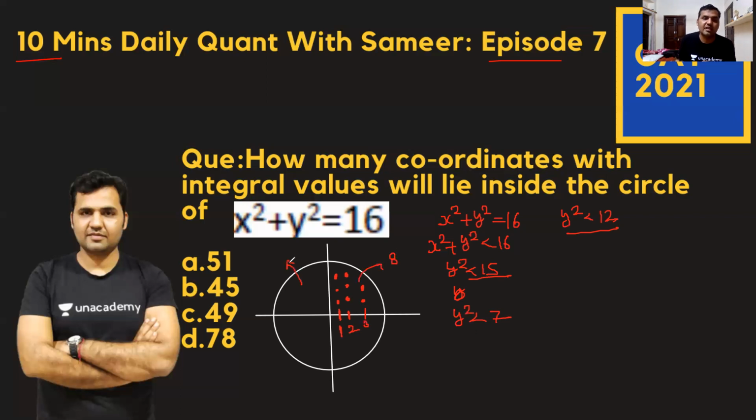So 8 points here, 8 points will be here, 8 points will be in this quadrant, and similarly 8 points will be in this quadrant. So I'll have 8 into 4, that means total 32 points.